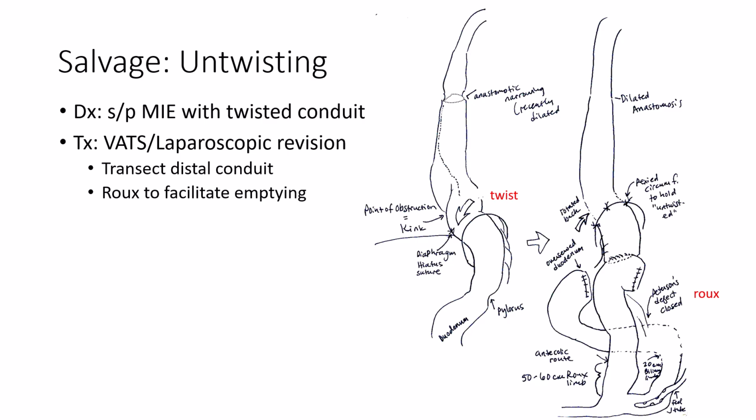We transected the distal conduit and placed a roux going up to the terminal end of the gastric conduit to facilitate emptying. This roux anastomosis is done much like a bariatric gastric bypass procedure and has the additional advantage of using a 50 to 60 centimeter limb to prevent reflux, which is one of the most terrible problems and frequently may help patients who have terrible biliary gastric reflux.